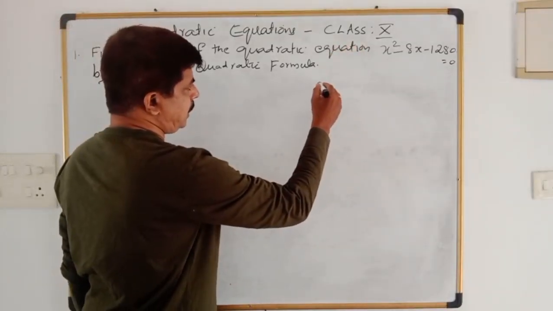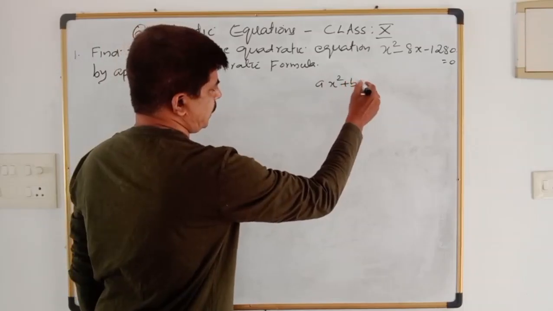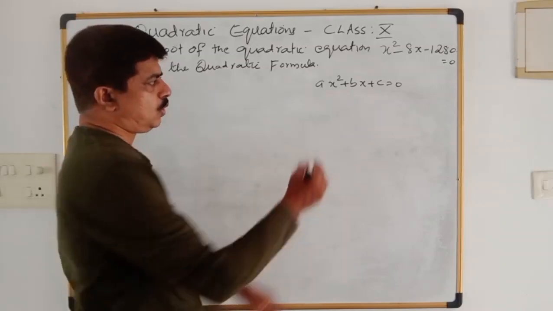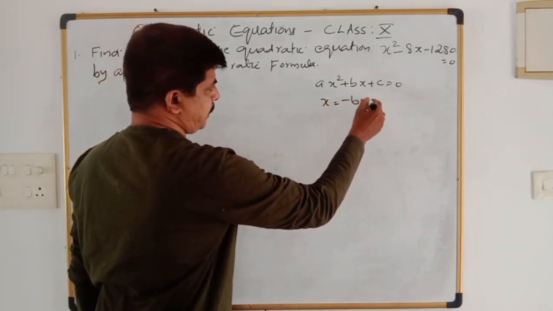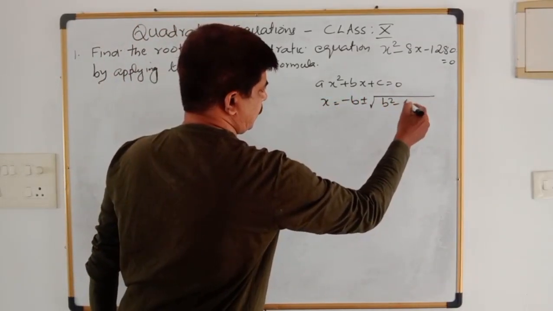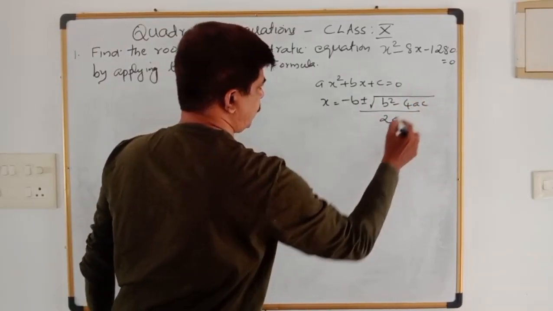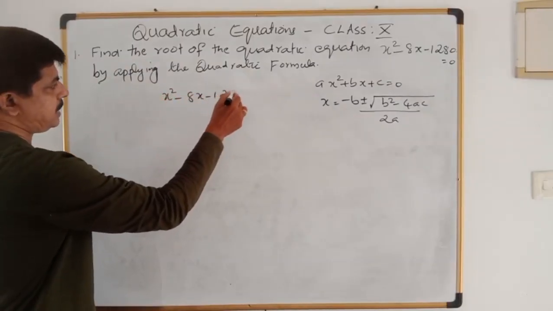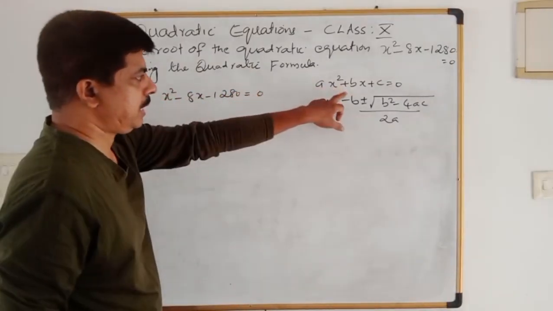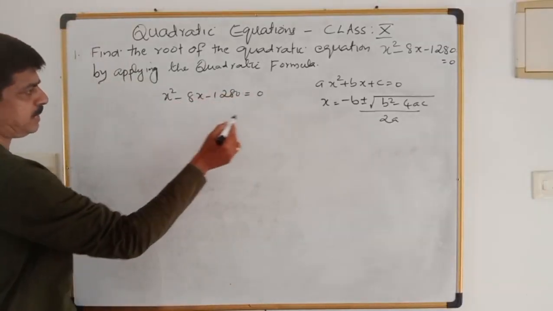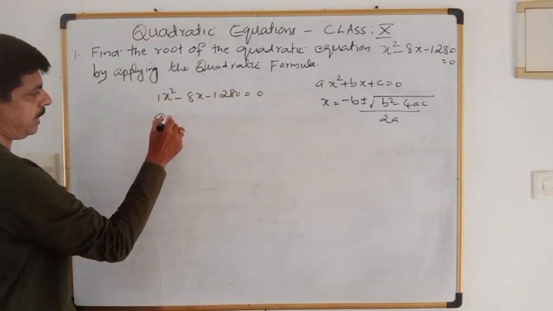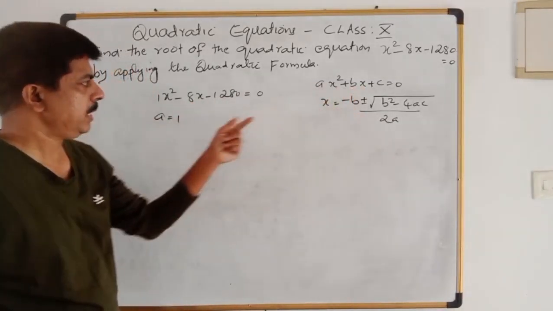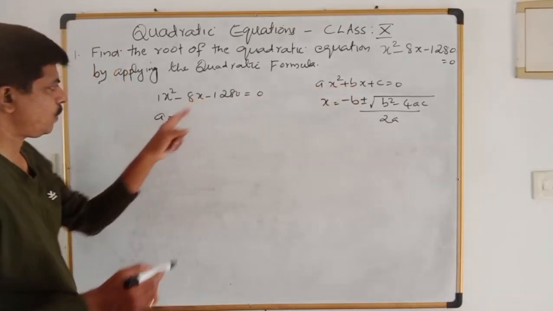We know that the general form is ax square plus bx plus c is equal to 0. This is a quadratic equation. So how to find the solution? x equals minus b plus or minus root of b square minus 4ac, all divided by 2a. The given equation we compare with this one, then we write down the values of a, b, c. a is the coefficient of x square. We have a as 1. b is the coefficient of x. So what is the coefficient of x here?